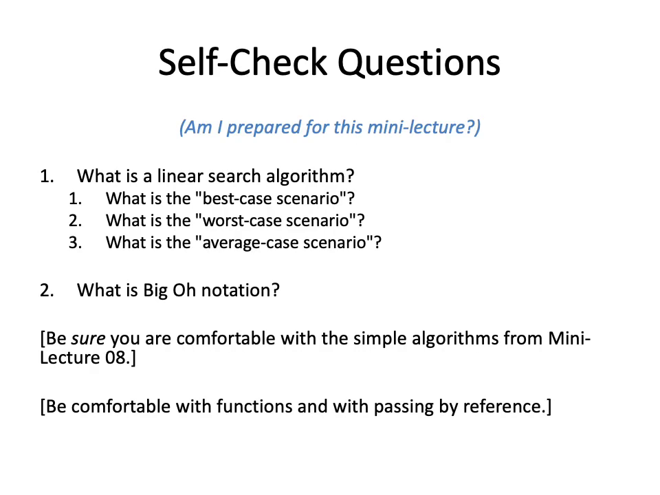Some self-check questions. I'm going to go in backwards order here. First, be familiar with the functions in passing arrays by reference, and also be sure that you're familiar with simple algorithms from mini lecture number 8. Definitely be sure you're comfortable with the searching algorithm from mini lecture number 9. So what is the linear search algorithm? What is its best case scenario? What is its worst case scenario? And what's its average case scenario? And then also, what is big O notation? And how do we use that to compare different algorithms? We'll learn a little bit more about that today, so don't worry too much.